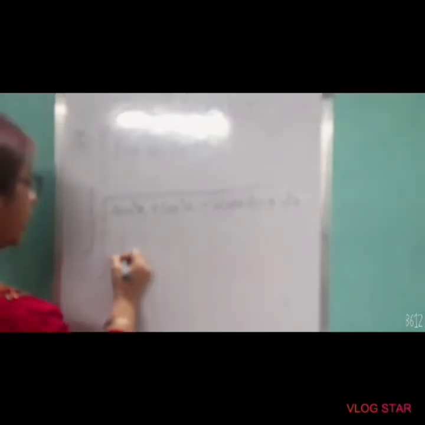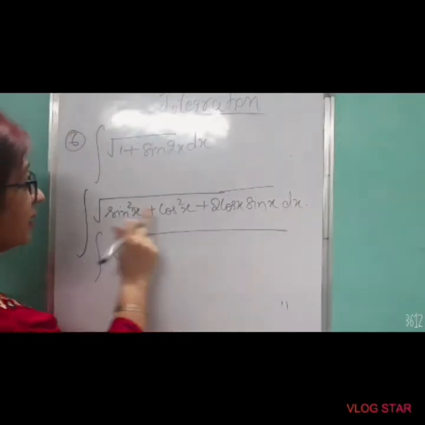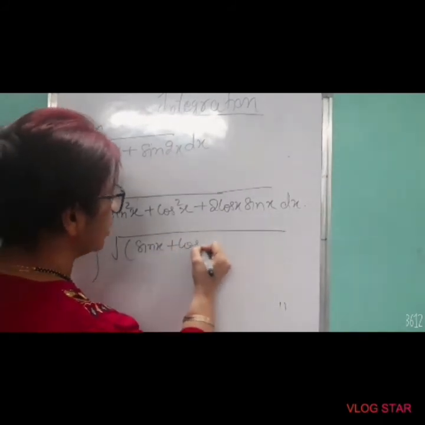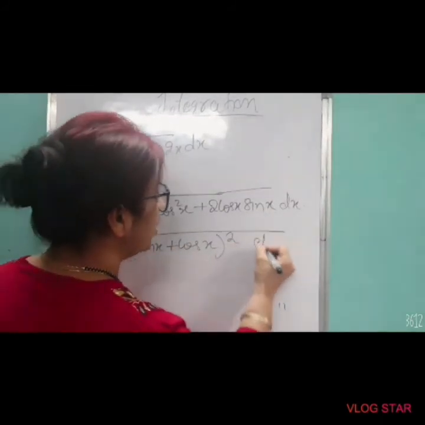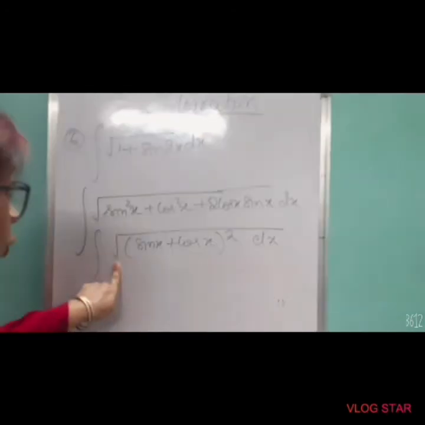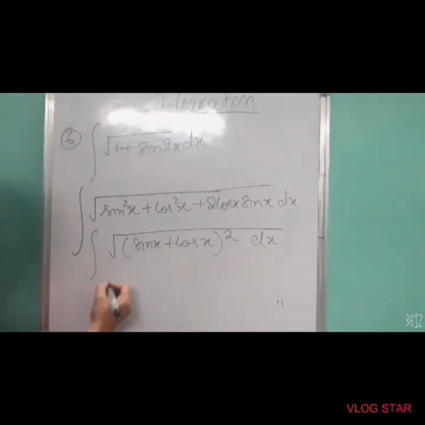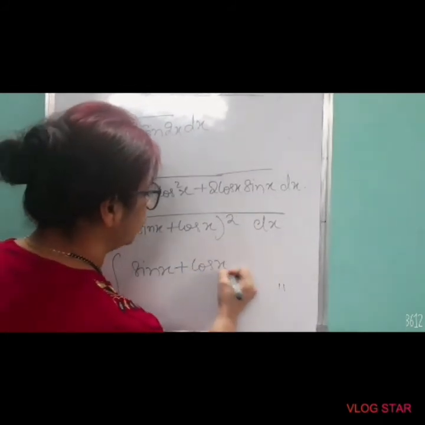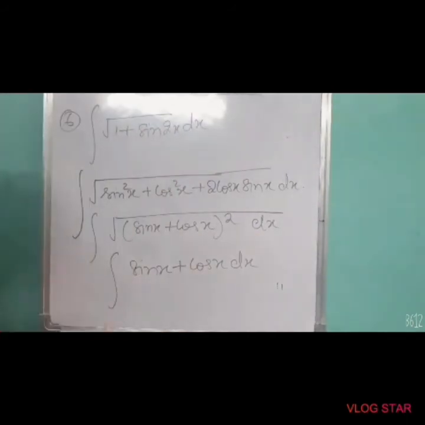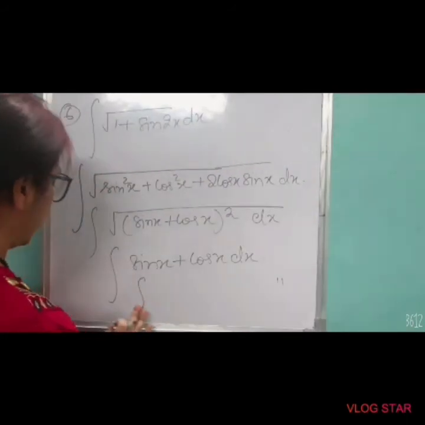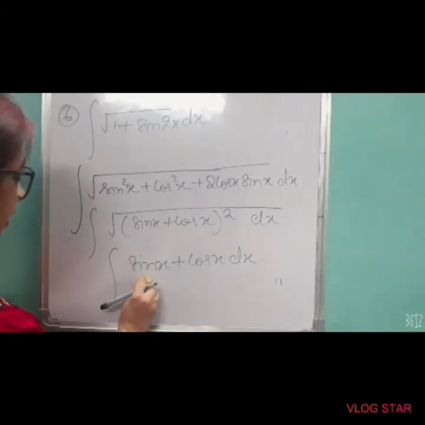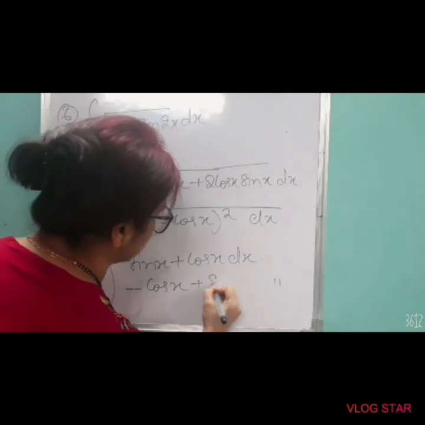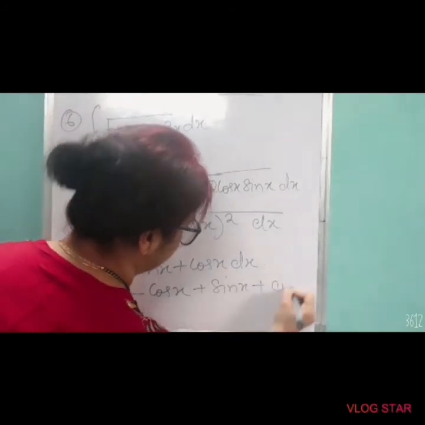Simple. What does it become? It becomes (sin x plus cos x) whole square. Check it. (Sin x plus cos x) whole square into dx. See here, square root and the power is 2. That means it came out as sin x plus cos x into dx. Integration makes it simple. Sine integration is minus of cos x. Cos x integration is sin x plus c. Done.